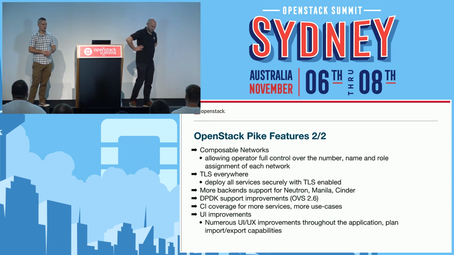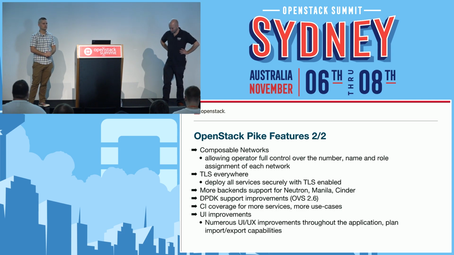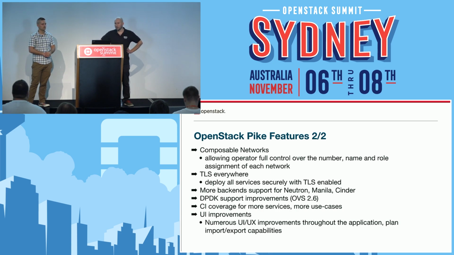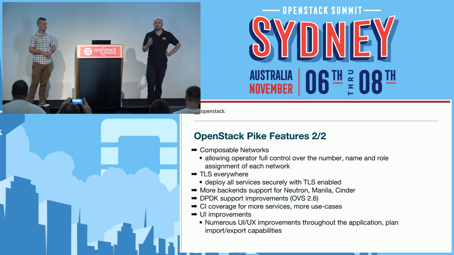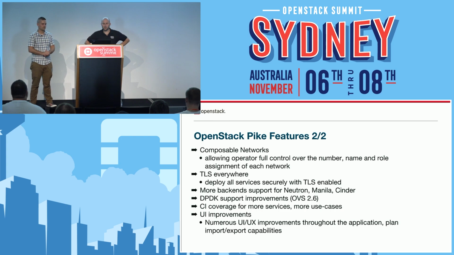Another feature that's now complete is that it's now possible to deploy a fully TLS-enabled overcloud. So all the services are properly behind a secure channel. It's still not enabled by default, but it's complete. There's been the usual: more back-end driver support for Neutron, Manila, and Cinder. That's, as I said before, if the driver gets upstream, everything becomes easier everywhere else. There's improvement for DPDK support in OVS.